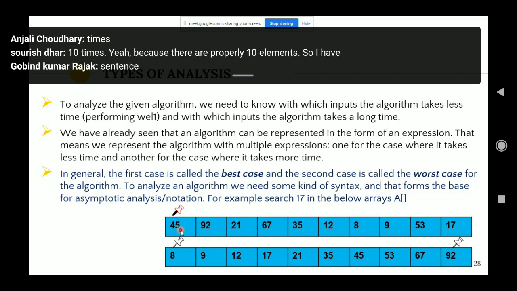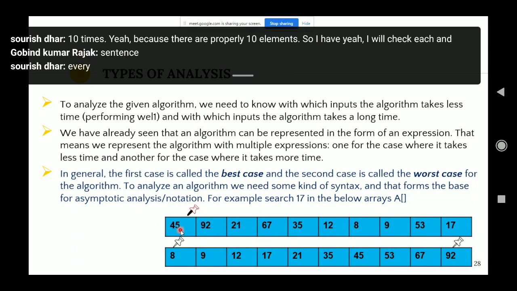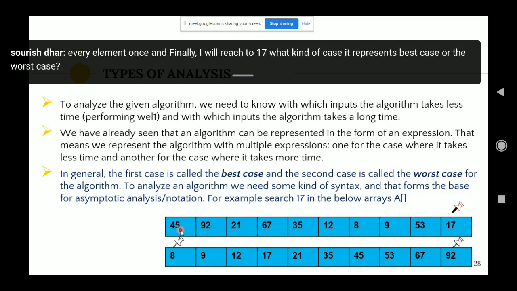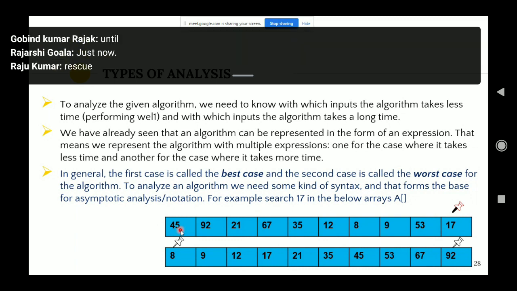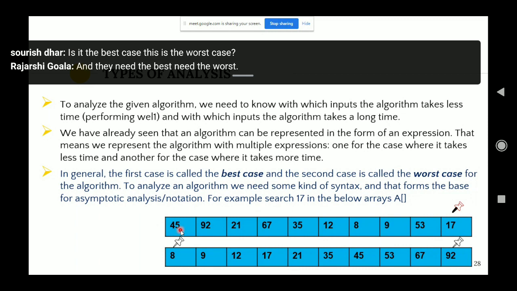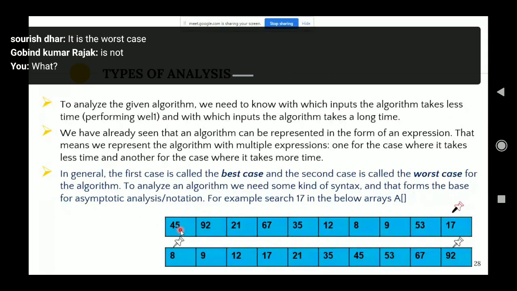So I will check each and every element once, and finally I will reach 17. What kind of case does it represent? Best case or the worst case? Neither best, neither worst? Is it the best case or the worst case? The worst case, sir. Yes, sir.